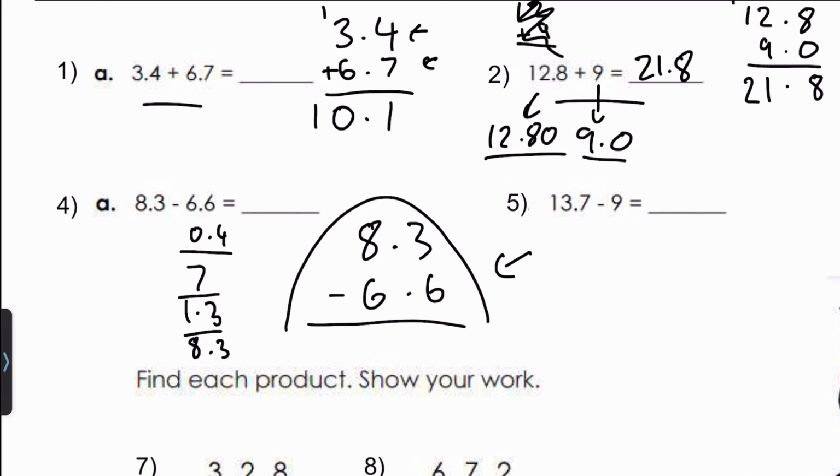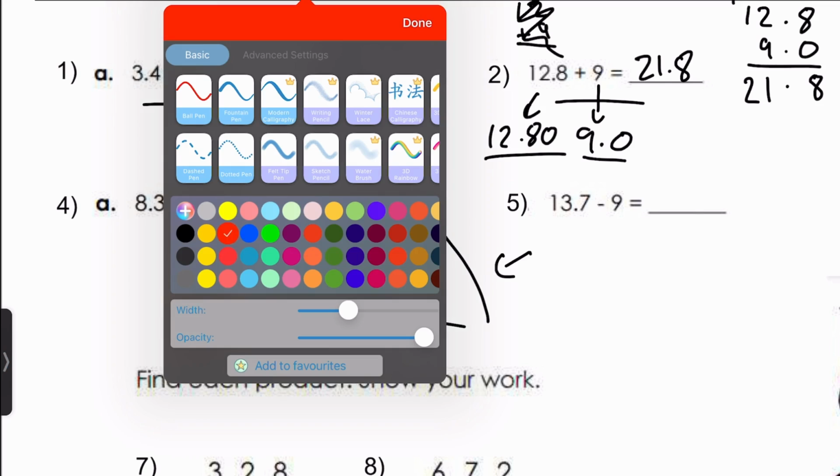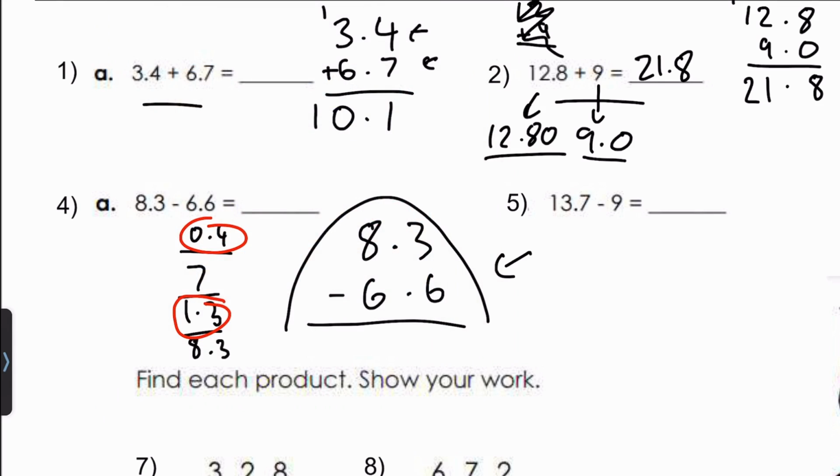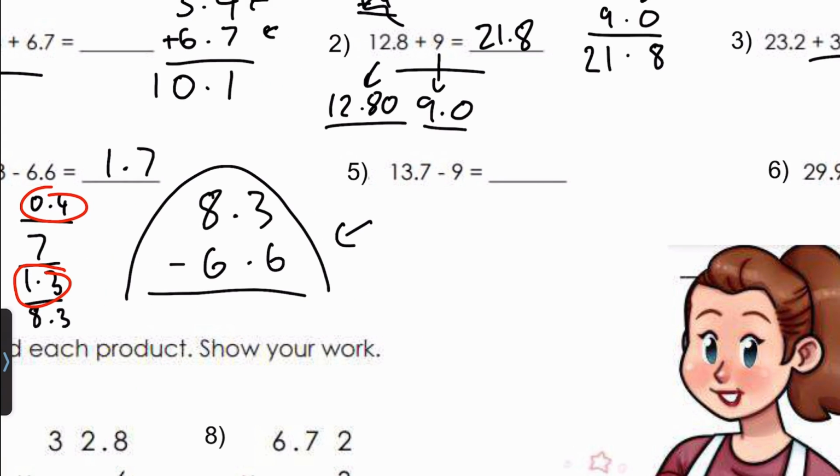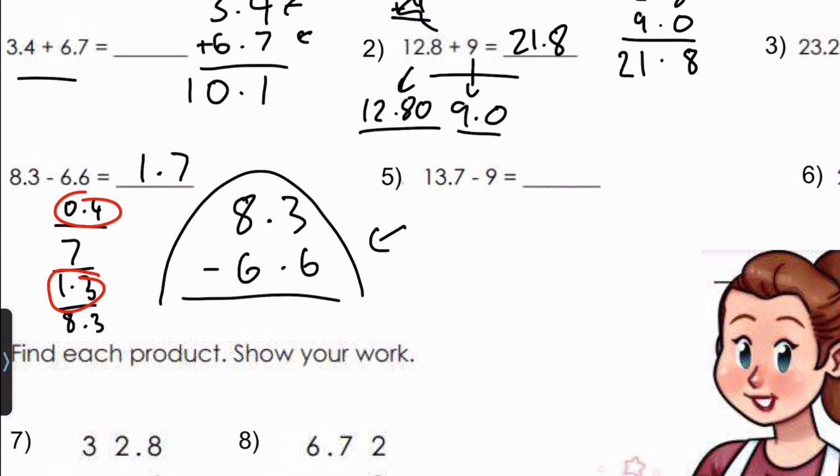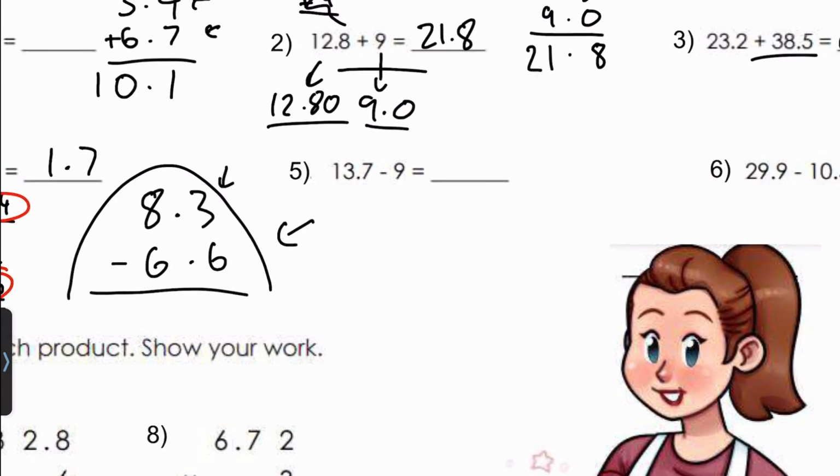So if you just use these two numbers, these are the numbers that you found in the difference, put them together, you get the answer 1.7, and that's going to be your difference. Again, if it's too difficult, just do this method.